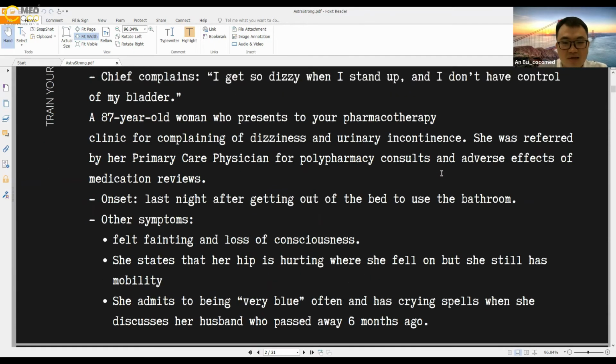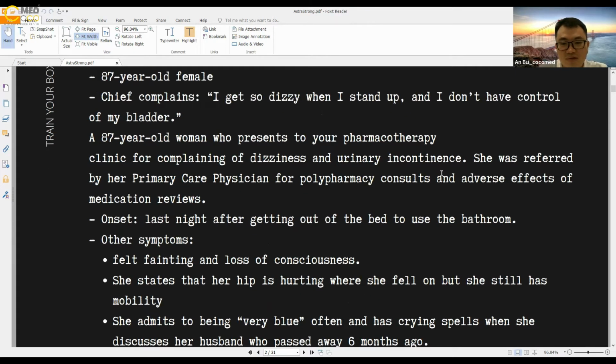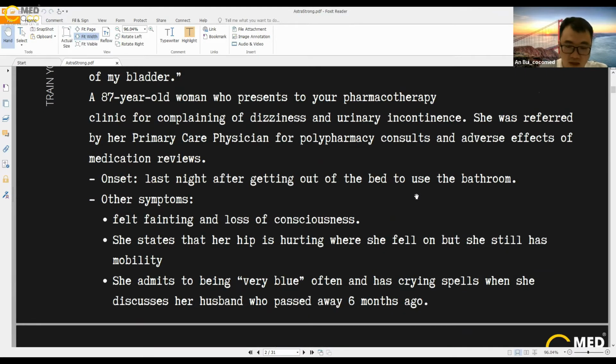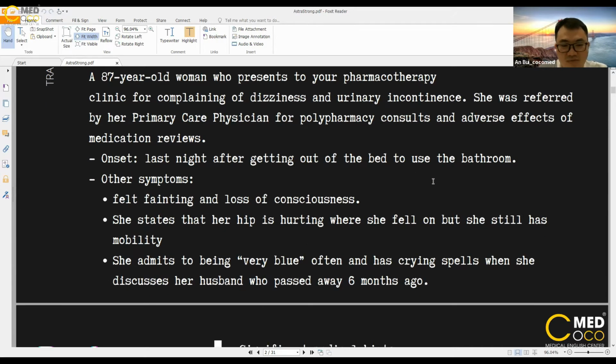After that, she was referred to a pharmacy to consult about the problem with the multiple drugs and the side effects of the medications. The onset was last night after getting out of bed to use the bathroom. With all the symptoms, she felt fainting and loss of consciousness. She stated that her hip is hurting from when she fell, but she still had mobility.